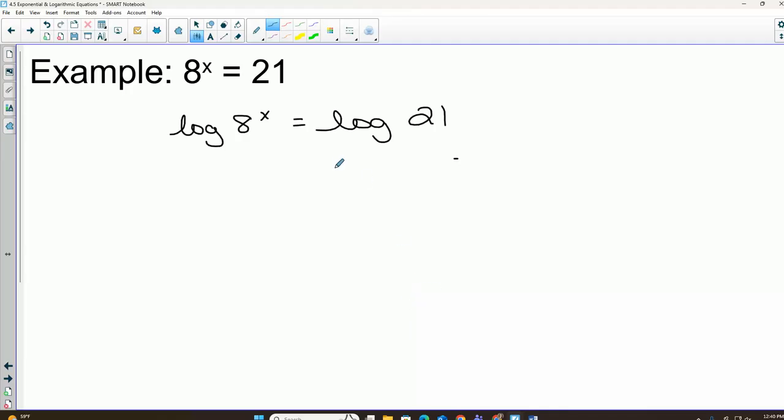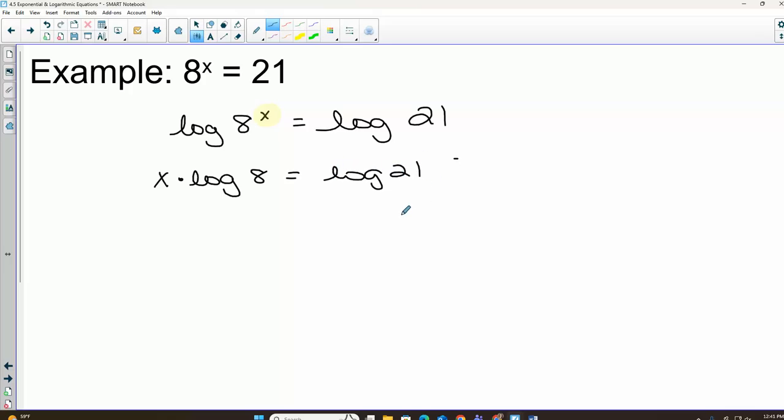How does this help me? Because initially this looks worse. Think about properties of logs. What would that exponent do? Okay, exponents can drop down front. So what I have is x times the log of 8 equals the log of 21.